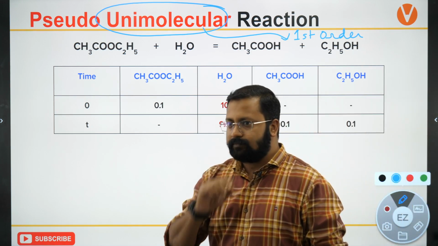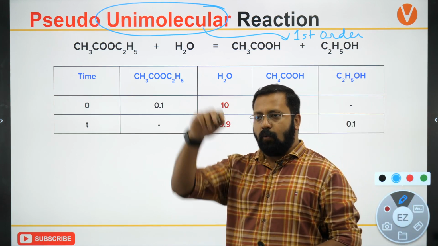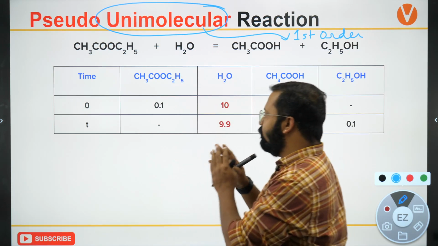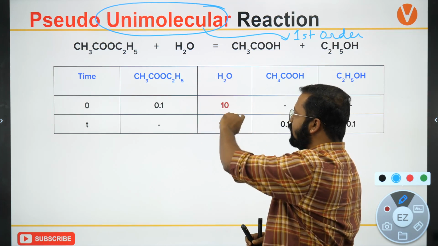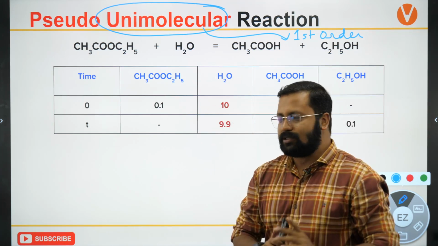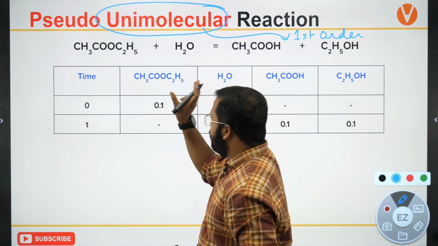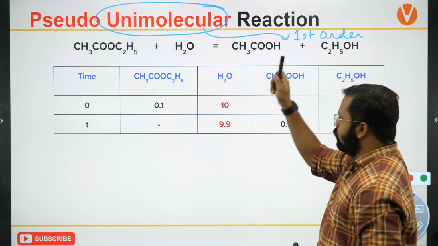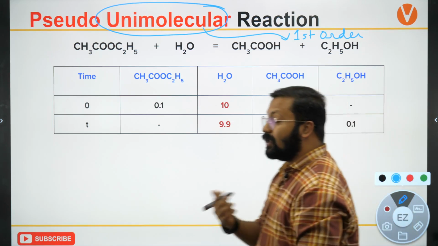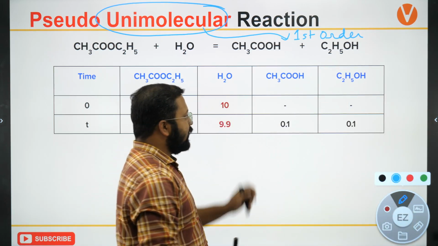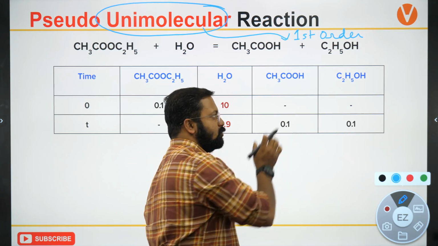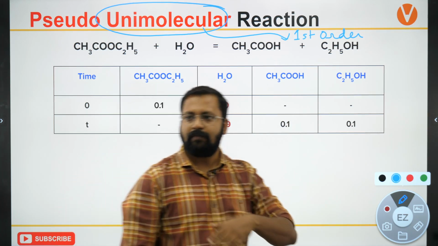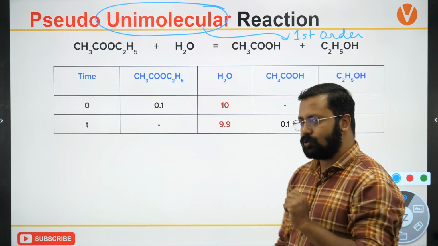Okay, so when this reaction occurs, water is taken in a very very large amount. Water को आप देख लीजिए कि यहाँ पे amount कितना लिया गया है, 10 moles is taken, and ester is 0.1 mole. So if ester is 0.1 mole, water is 10 moles. In the beginning of the reaction, acetic acid is not present in the solution, and ethyl alcohol is also not present in the solution.